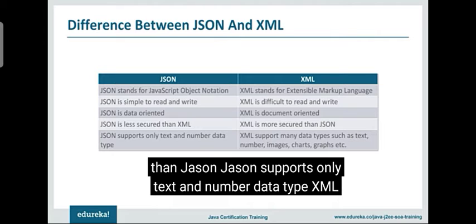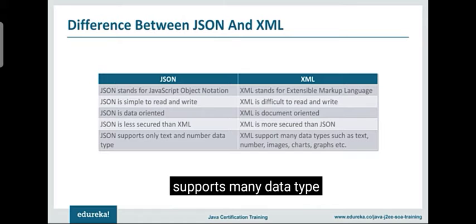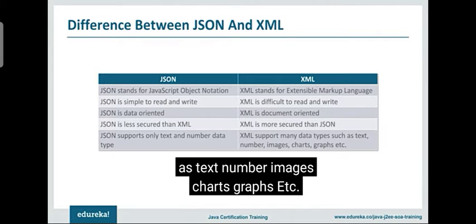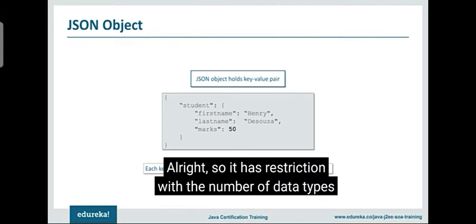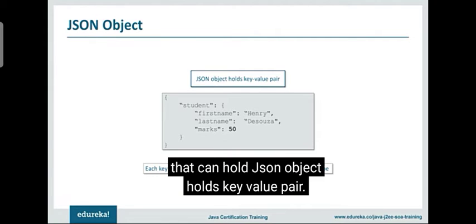JSON supports only text and number data type. XML supports many data types such as text, number, images, charts, graphs, etc. All right, so JSON has a restriction with the number of data types that it can hold. JSON object holds key value pair.